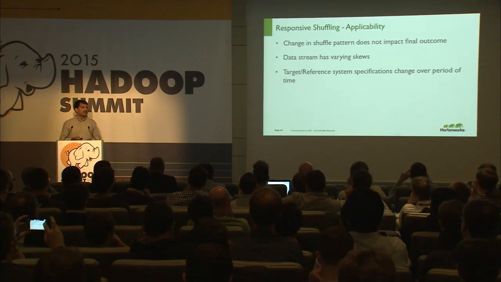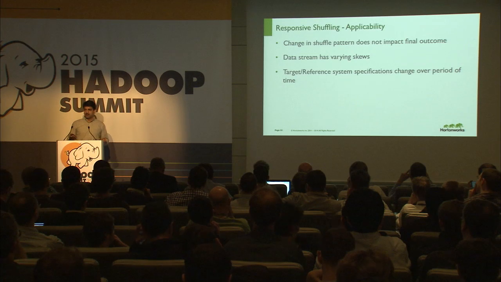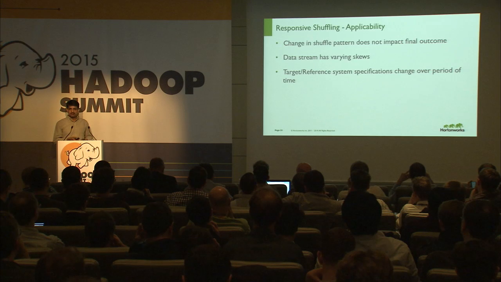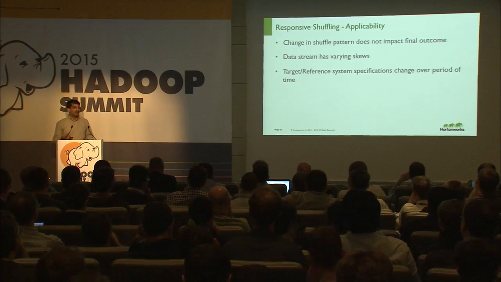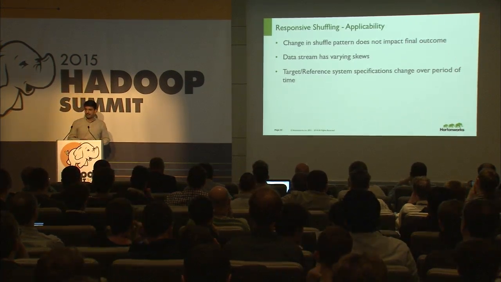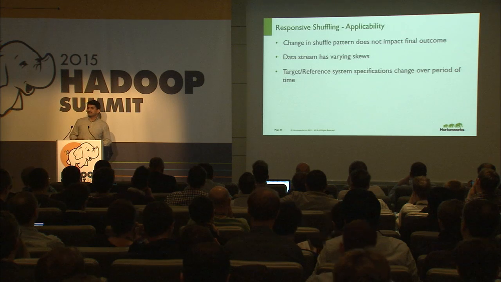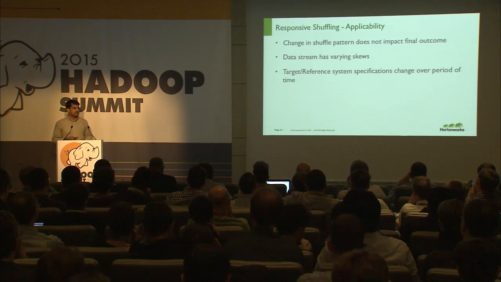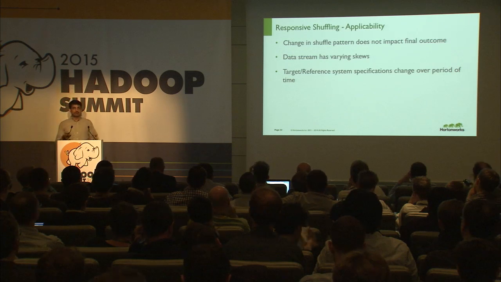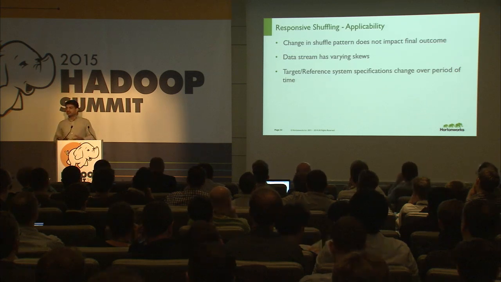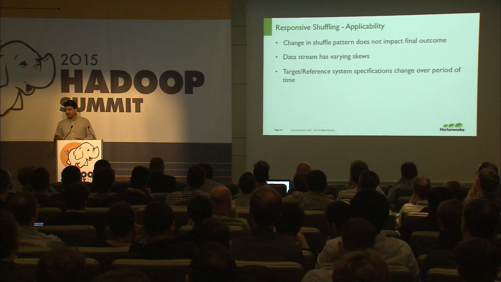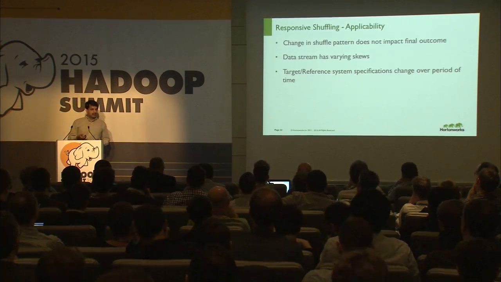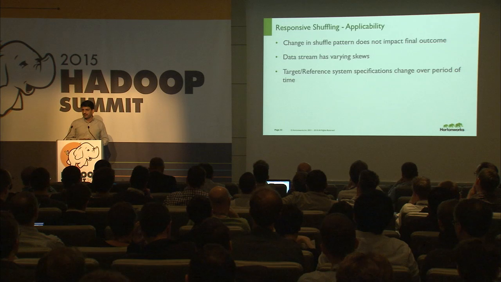Or you might have data that might have varying skews. And almost every stream has data skews. Given the nature of streams, almost every data set is going to have varying skews over a period of time. Or you might be interacting with systems, which are your target systems or reference systems, whose layout is changing over a period of time, and that's going to impact your performance. So you want to adapt to the changing layout of the external systems. If you have one or more of these characteristics, this pattern can work very well for you.